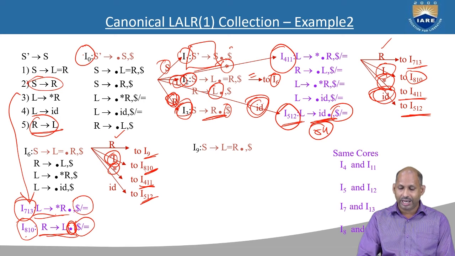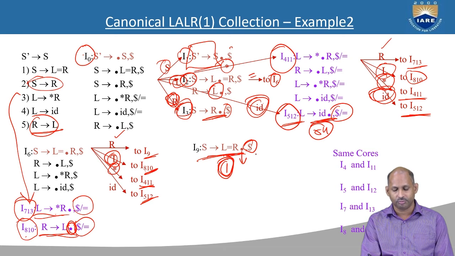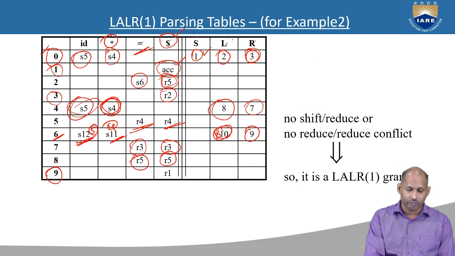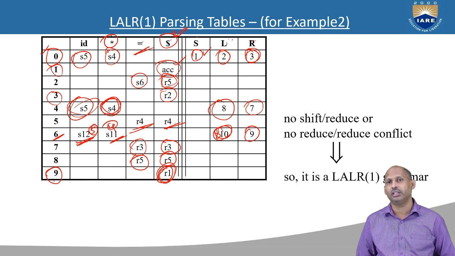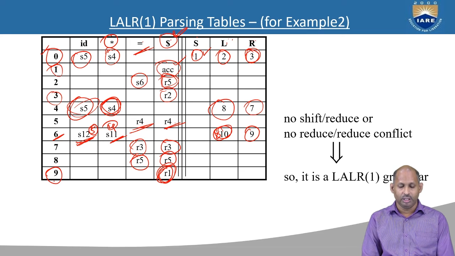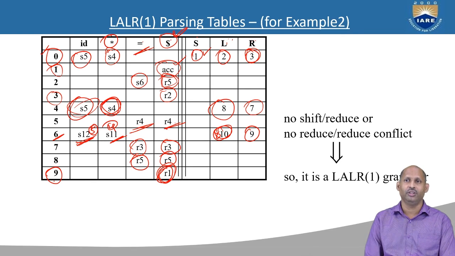Then I9. What is the production here? First production, with the dot at the end followed by dollar. So I9 in dollar place is R1. In the dollar place we write reduce by production number 1.